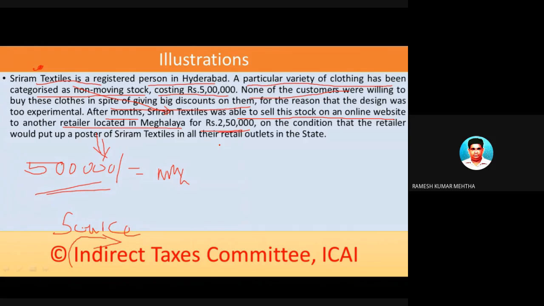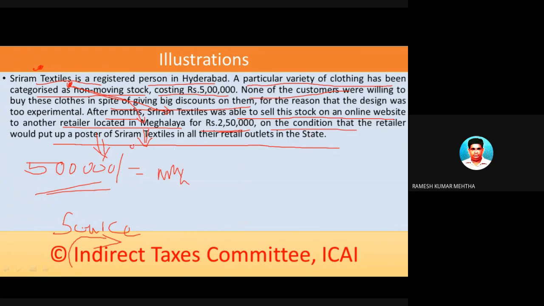he would pay only 2 lakh 50,000 rupees. And the condition put forth by Sriram Textiles was that he will supply goods worth 5 lakh rupees at 2 lakh 50,000 rupees, on the condition that the person purchasing, who is hailing from Meghalaya, would put a poster of Sriram Textiles in all their retail outlets in the state.